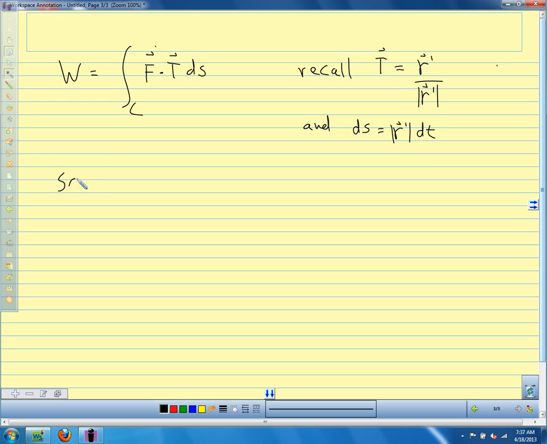So we can rewrite our line integral. The work is the line integral on C of F dot r prime dt. And we write this as F dot dr. So F dot r prime dt is F dot dr. And this is our definition of our line integral. So motivated by what we did with work, we're going to define the line integral of any vector field on a curve.